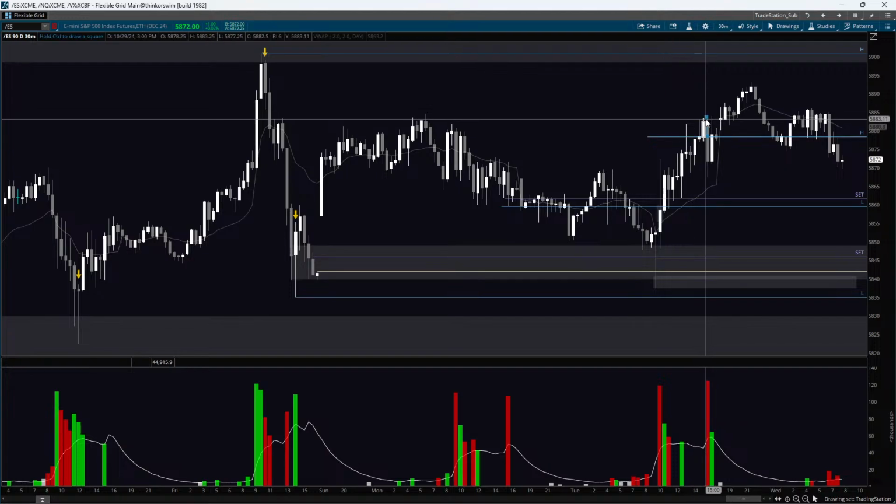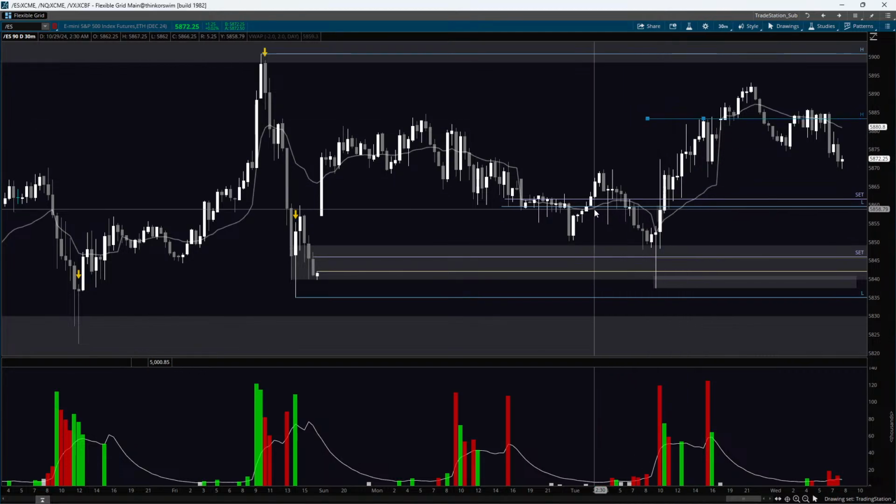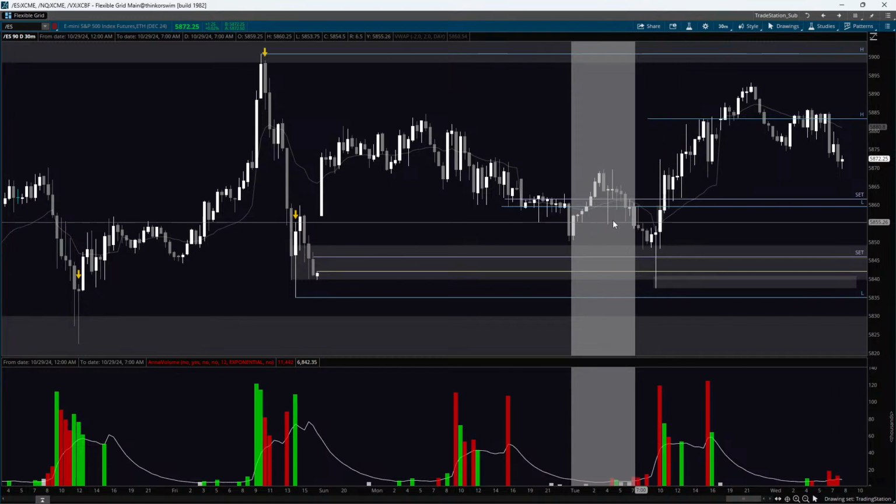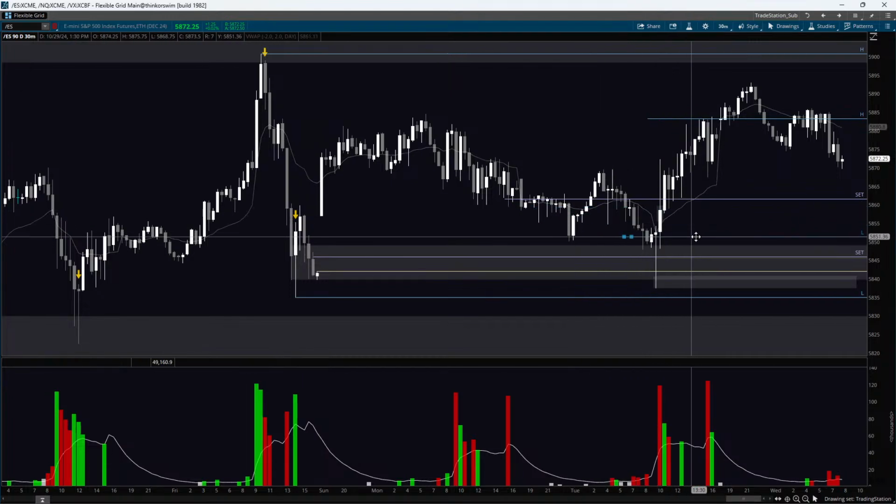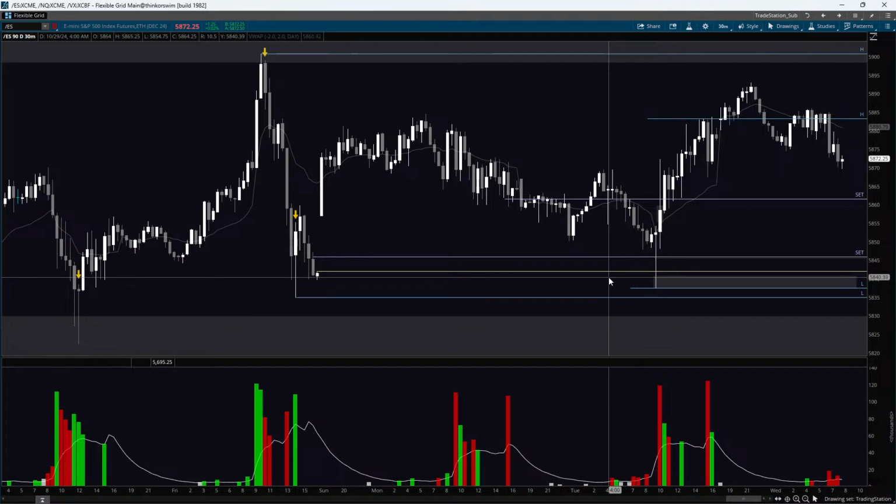I want to mark it here, but I want to mark the actual real-time trading highs, which is about here, and the lows, which is about here. And we're gonna get rid of this.